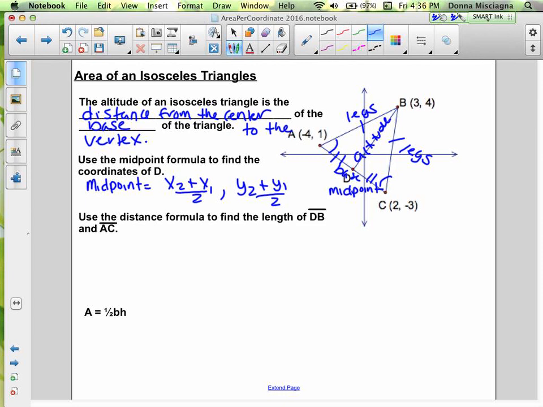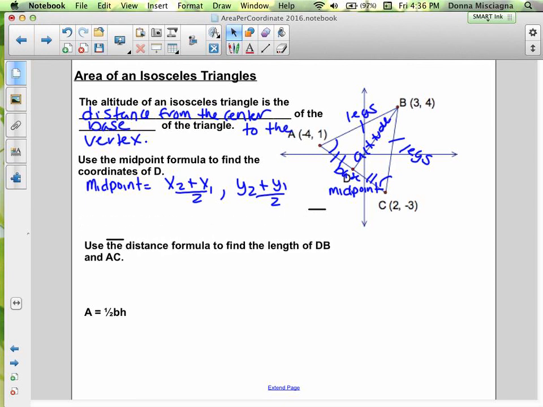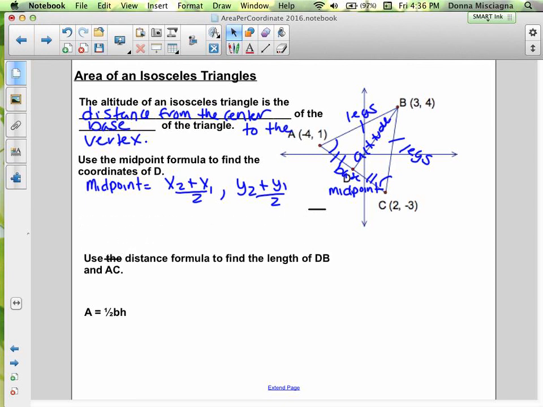Right? Oh, I need more space. Can I move this? Yes. Don't you wish you could do that? Now I'll put that there.